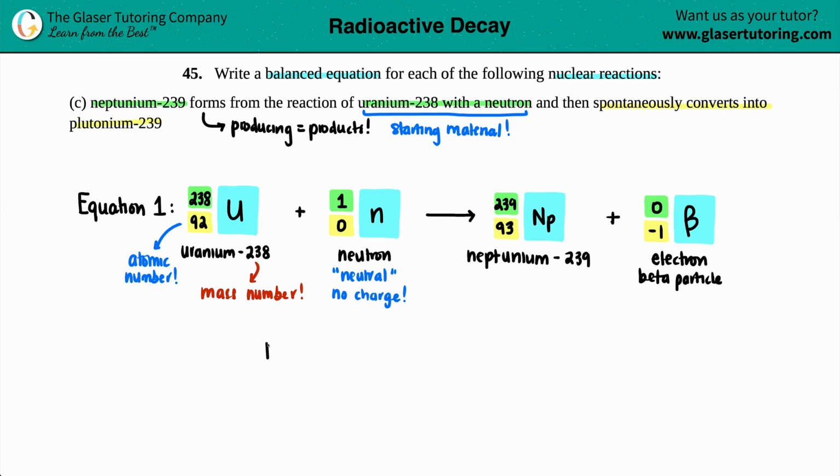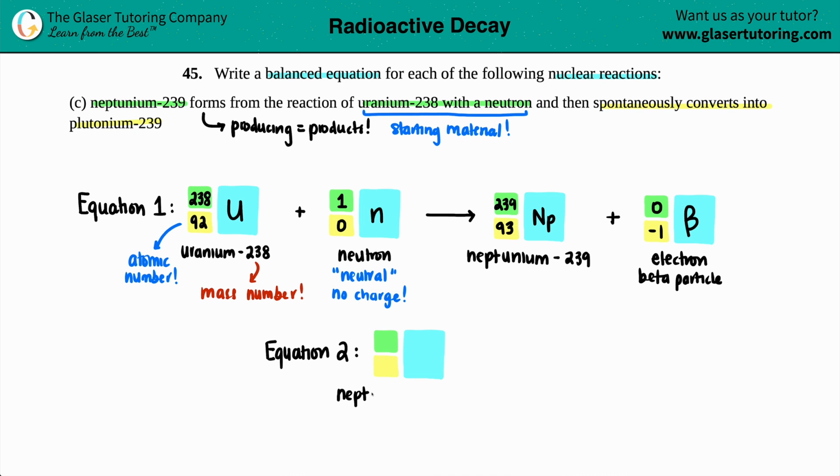But now here comes equation number 2, because we are not done. Equation 2, if we read it from the beginning again, it says that this neptunium-239 forms from this reaction, and then it will spontaneously convert. So when they string this along and then spontaneously converts, who spontaneously converts? It's the neptunium. So now we have to make an equation between neptunium-239 and converting it into plutonium-239. So let's go for it. We already have all the information for our neptunium.